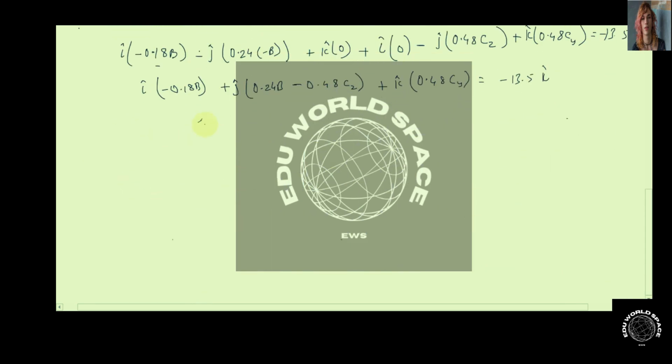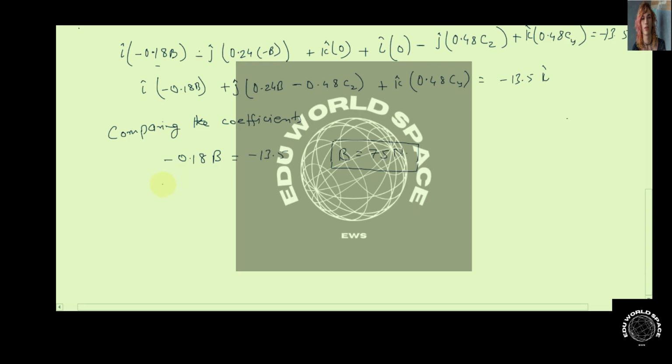Now comparing the coefficients of I cap, J cap and K cap, it is going to give minus 0.18 B will be equal to minus 13.5, and by solving this, minus 13.5 divided by 0.18 is going to give the value of B to be 75 Newton. So we got the second value.